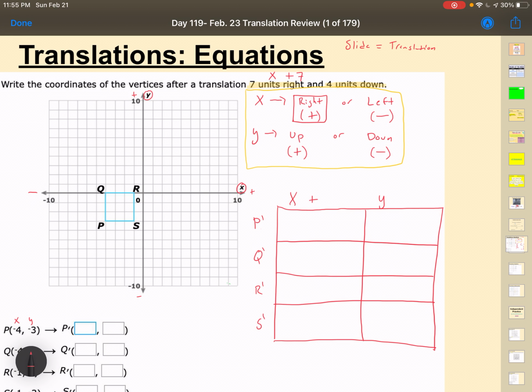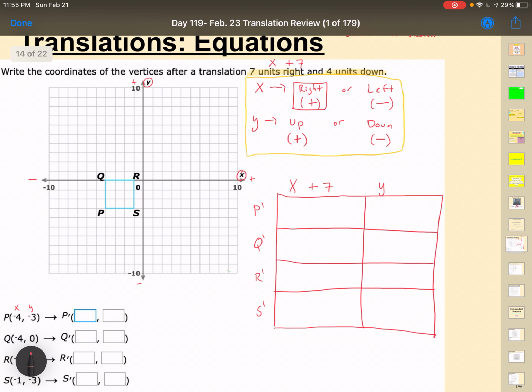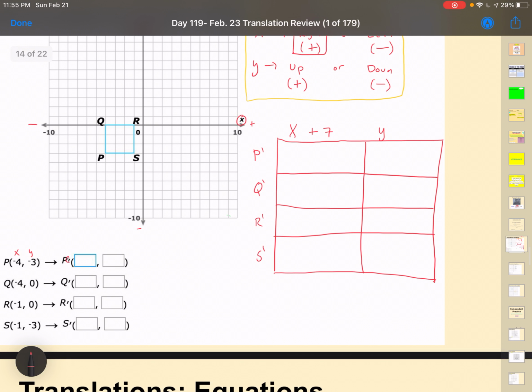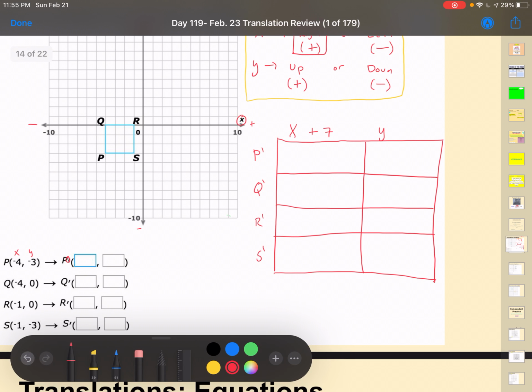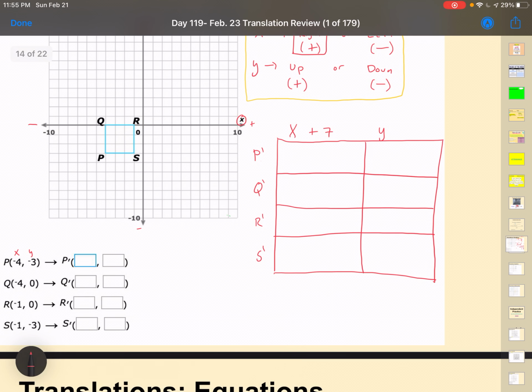So I'm going to fill in this table right here with our first function, our first equation for the x. Any x value that we have for this translation, we need to add 7 to it to get the new coordinate. Remember, whenever you see an accent, this means new shape. We're looking for the new shape, the new coordinates.